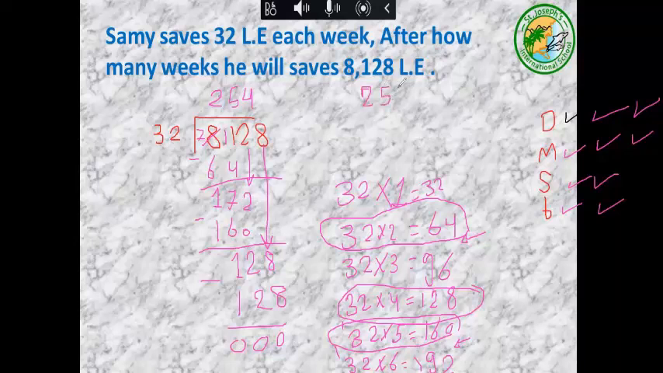So the answer, or the quotient, will be 254, remainder 0. So Sammy will save 8,128 LE in 254 weeks. And this is the end of our session. Thank you for listening.